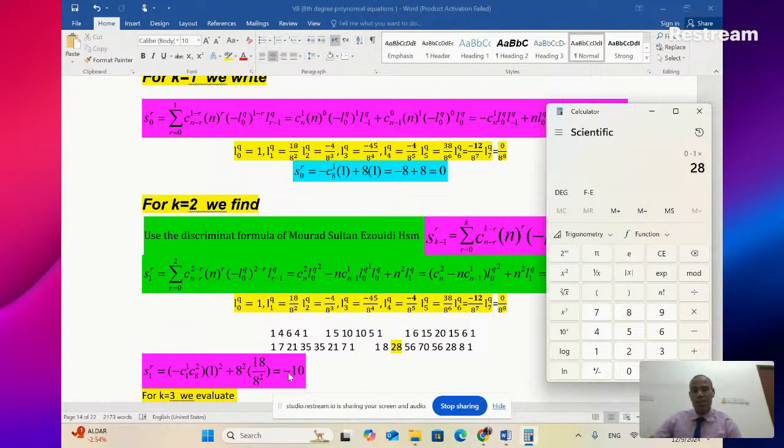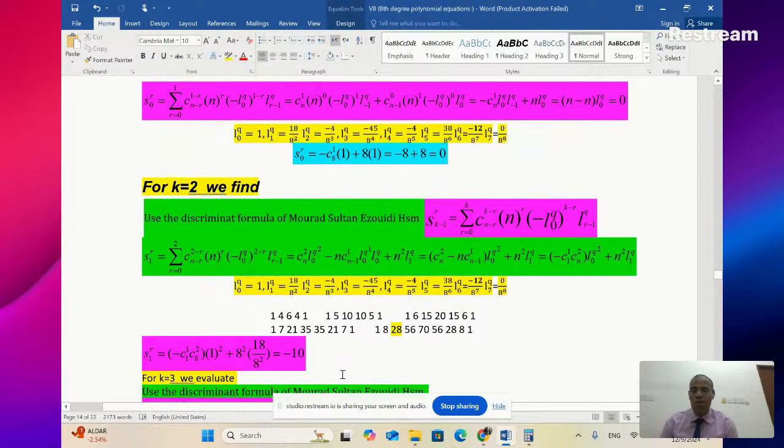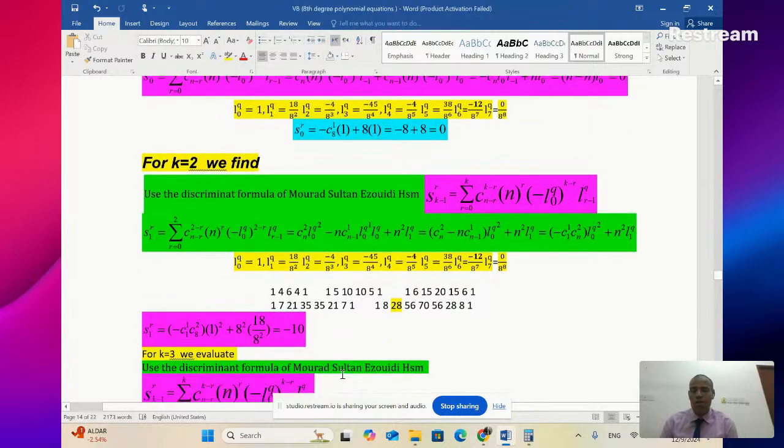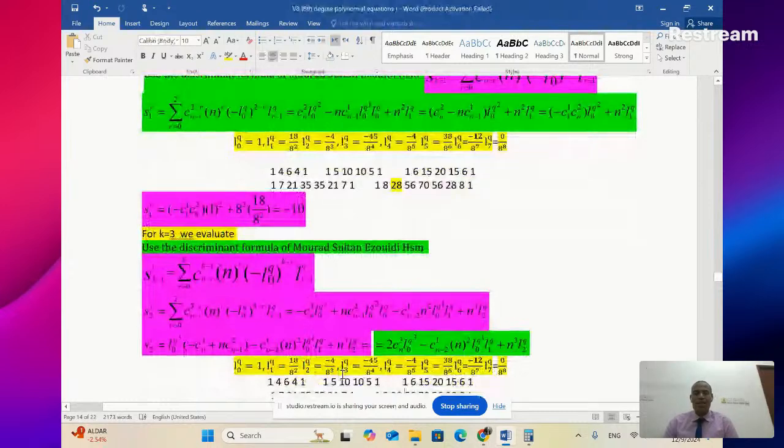So just write plus 18. This one, learners, has to be equal to negative 10. Therefore, S1 is equal to negative 10. Now I'm going to find the value of S2. To find S2, learners, it is going to be clear for you.